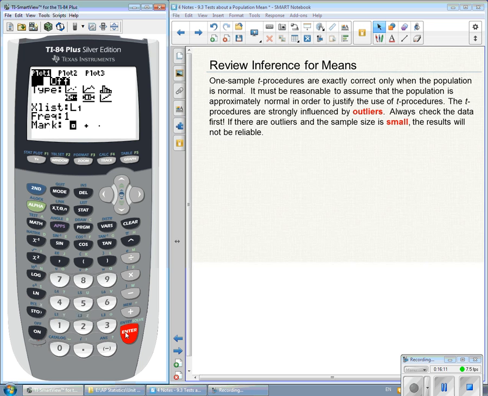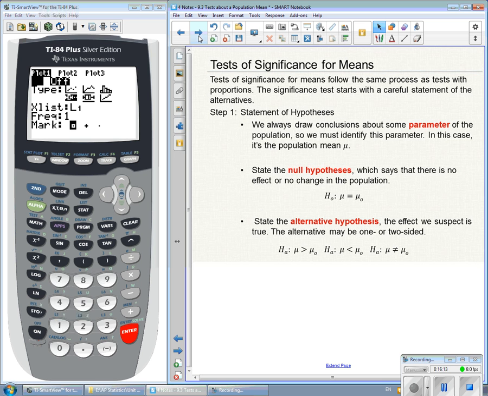Okay, so let's talk about tests of significance for means. The process is the same as it was for proportions. So I'm going to go through this pretty quickly because it's really the same thing. We're just going to be referring back to our sampling distribution and the t distribution to carry out the tests. So tests of significance for means are going to follow the same process as before.